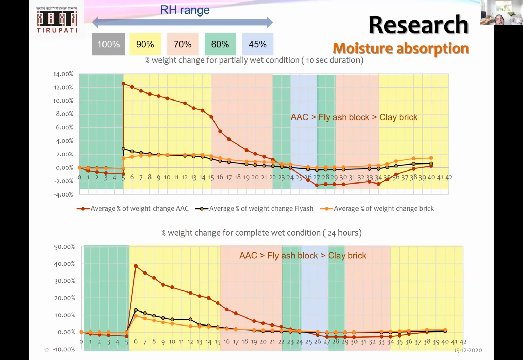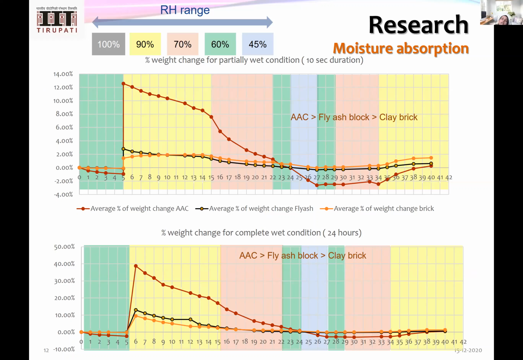But it hasn't absorbed very significantly. But AAC block has very high absorption of moisture, and the reason is very obvious: the material has a lot of pores in it, and this porous nature eventually creates this phenomenon.